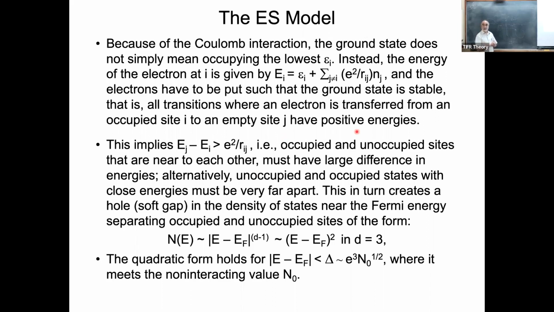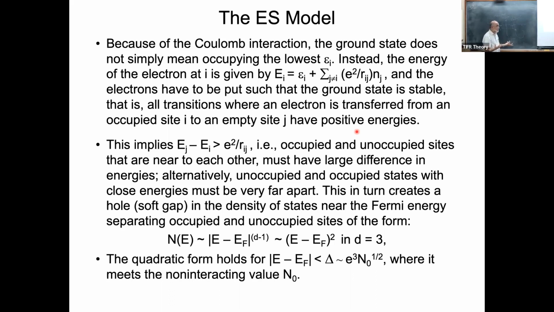But they did an analytic calculation that stands to this day. They said that if you look at the energy of the electron at site i, it's not simply epsilon i, but epsilon i plus the Coulomb interaction from all the other sites that are occupied. Now, you might say, well, I will just fill up the ground state by all the epsilon i's that are smallest, but we don't know them until we have the n_j's, okay? Because the total energy does depend on the occupation of all other sites.